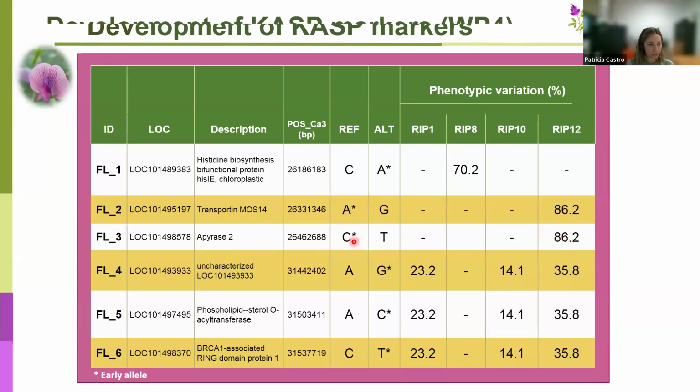And the other 3 SNPs, 4, 5, and 6, explained a lower percentage of the phenotypic variation, but they were present in several populations, supporting their stability and robustness.